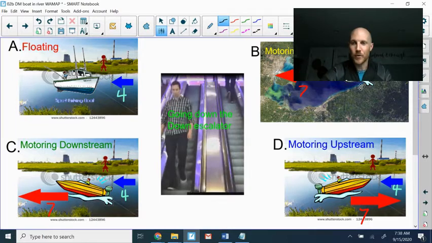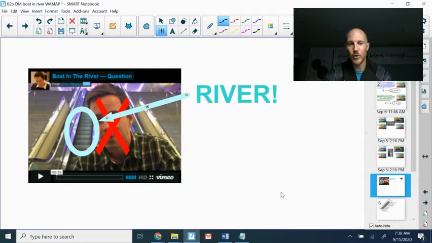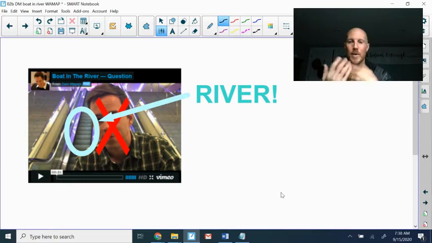Okay. Wow, it was frozen there for a second. Nice work. So going down the down escalator would be like motoring downstream. That's like what we just did in the do now. It's going to give us an opportunity to move beyond the boat and find out that behind him is the river. We need to focus on the river, and find out how fast that escalator is moving, right? I think we've got a clue based on what we just did with the do now, because we know that when they're both moving the same direction, the boat and the river are going to add together to create this net speed.